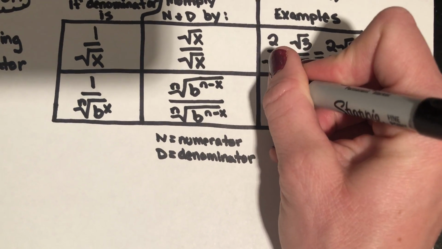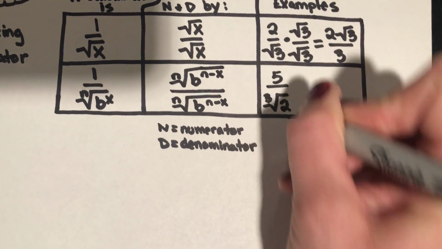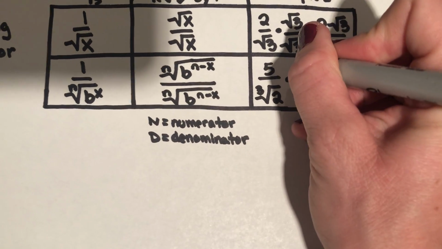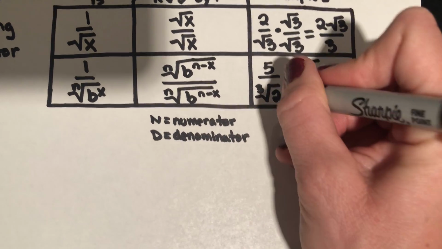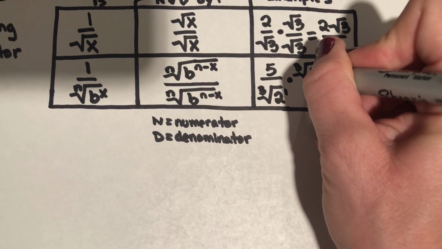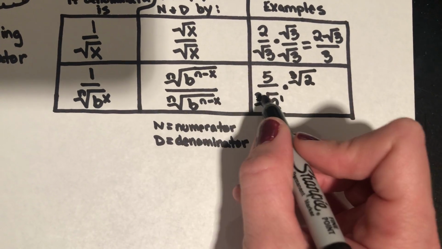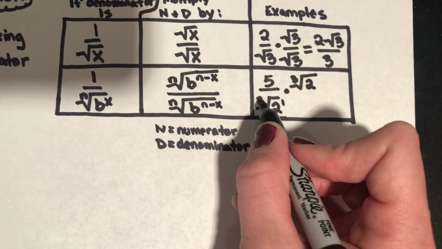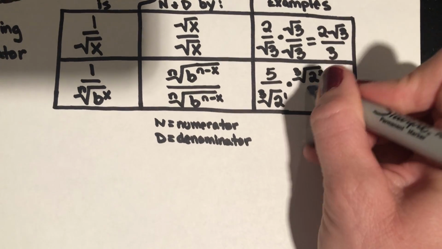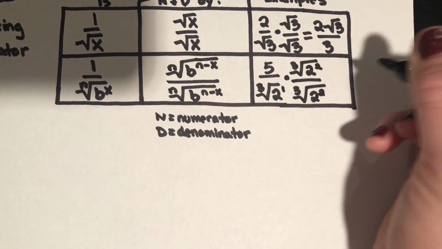I'll give you an example right here. If we have 5 over the third root of 2. Well, we cannot have an nth root in our denominator, so we need to multiply this by the third root of 2 to the n minus x. Now, this exponent is 1. There's an invisible 1 right there. So 3 minus x, which is 1. So 3 minus 1 is 2. 2 squared over the third root of 2 squared.